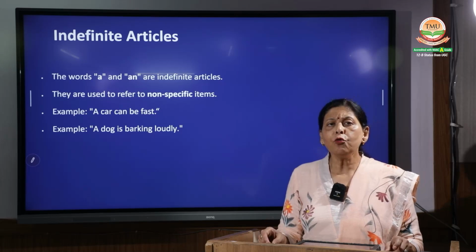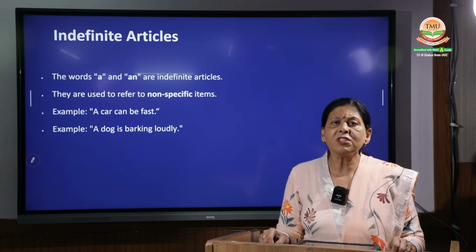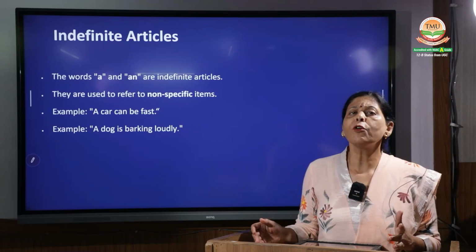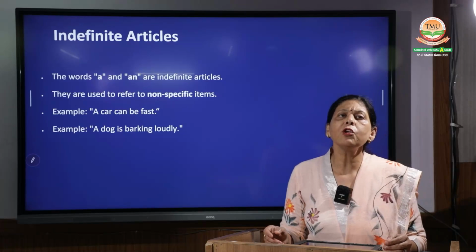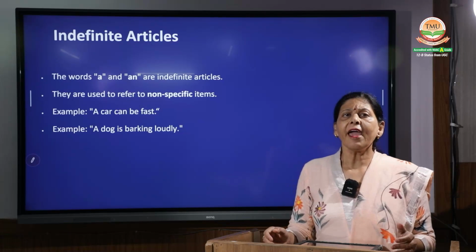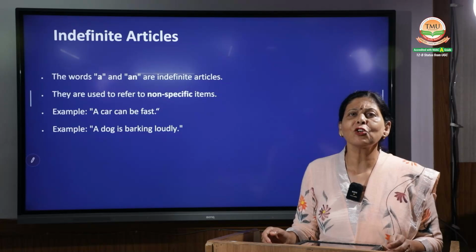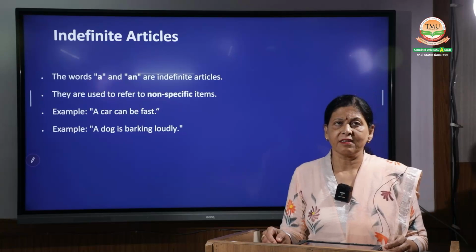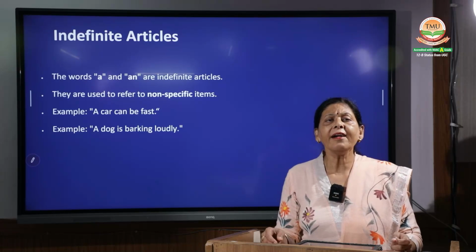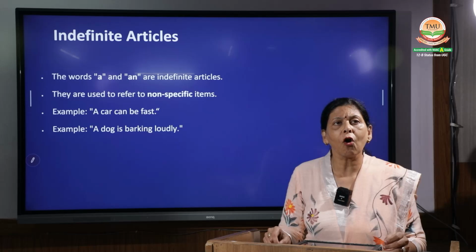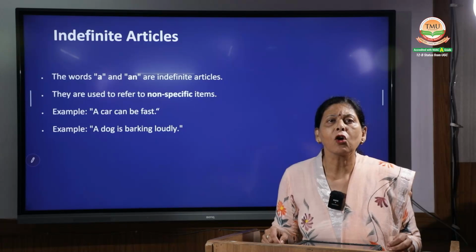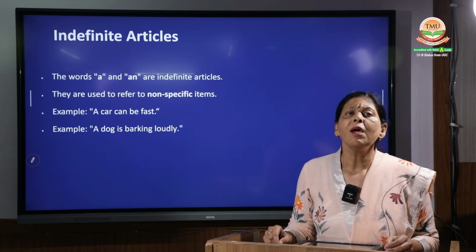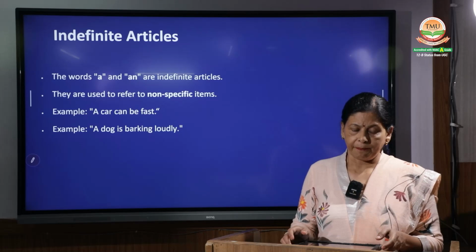They are used before singular countable nouns. As we are moving forward, we are clarifying some of the rules also, which I am going to discuss with you in the coming slides. So a and an are used in front of countable singular nouns, and a is placed in front of a word beginning with a consonant sound, whereas an is placed before a word beginning with a vowel sound.